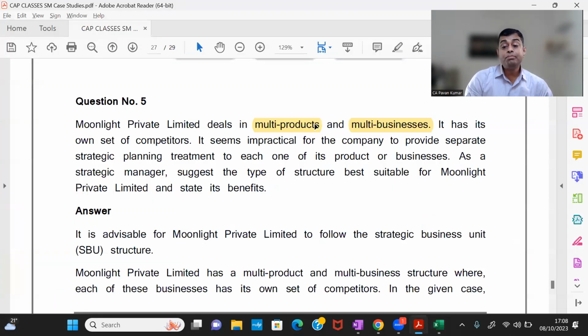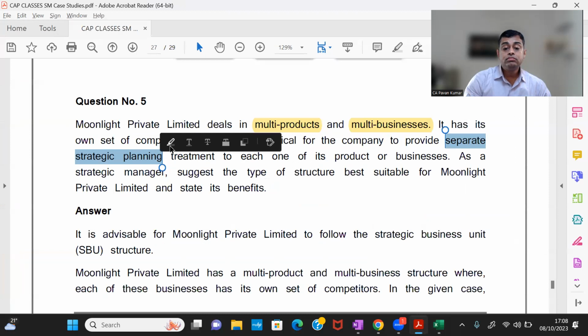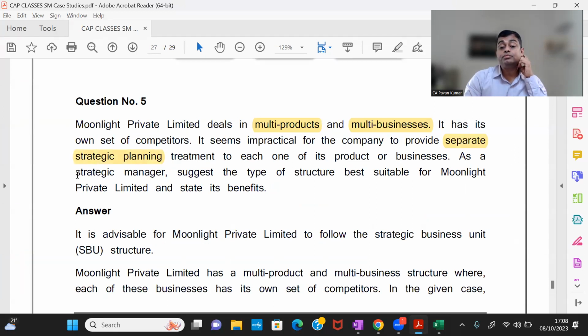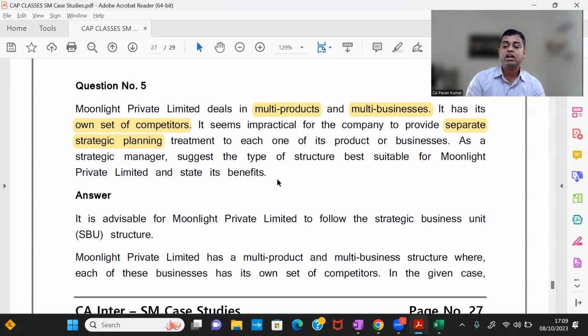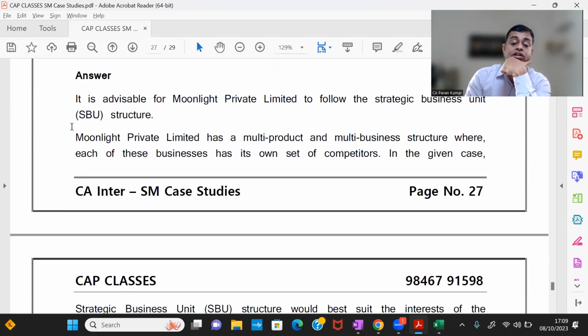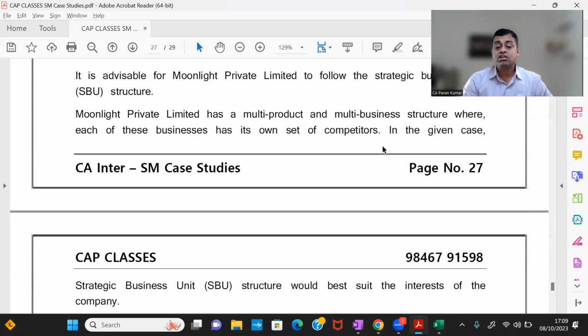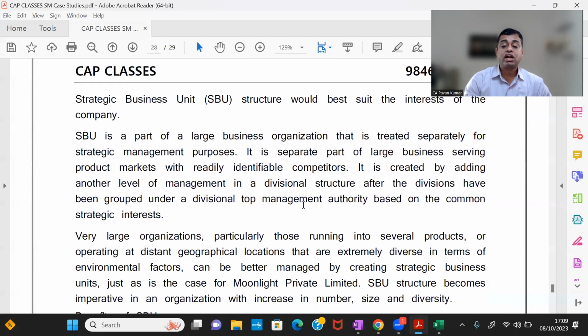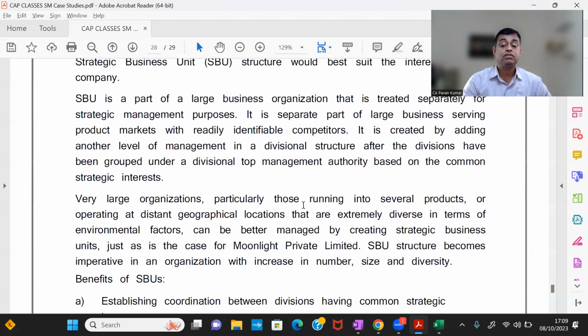Now look at this. Multiple products, multiple businesses. Separate strategic planning is required. A separate strategic manager, separate competition. So, own set of competitors. So, this is SBU structure, a strategic business unit structure. It is advisable for Moonlight Private Limited to follow strategic business unit structure. Moonlight Private Limited has a multi-product, multi-business structure where each of these businesses has its own set of competitors. In the given case, SBU structure would best suit the interest of the company.